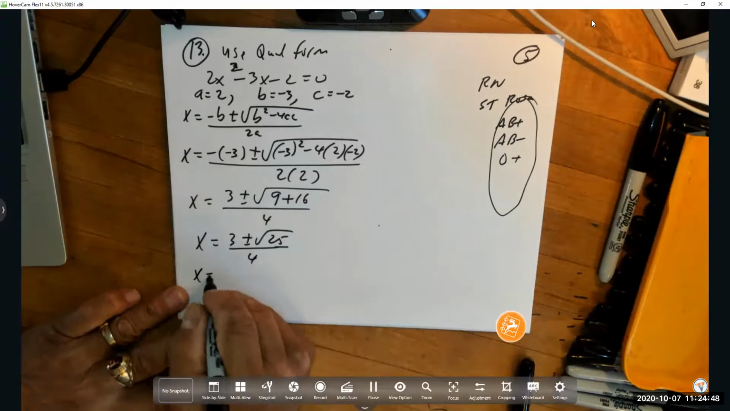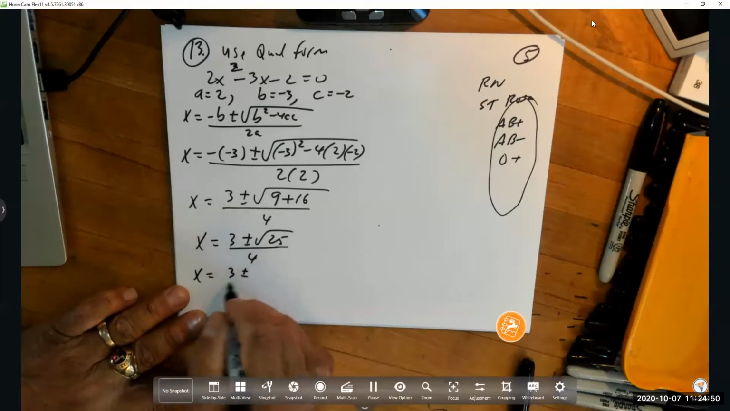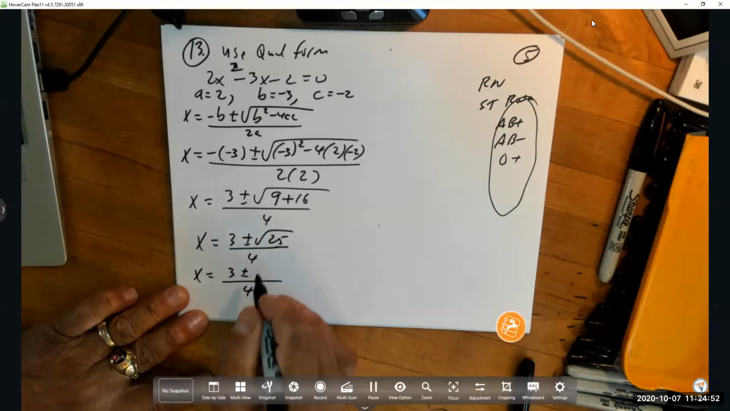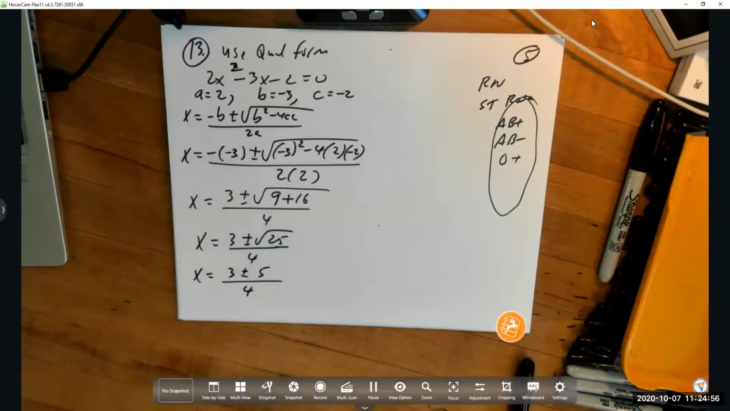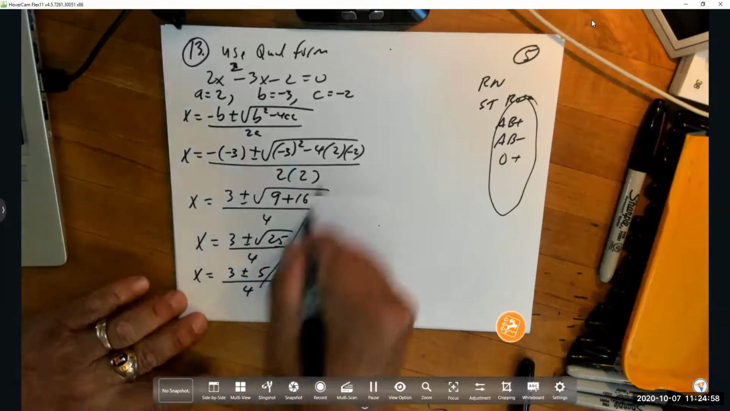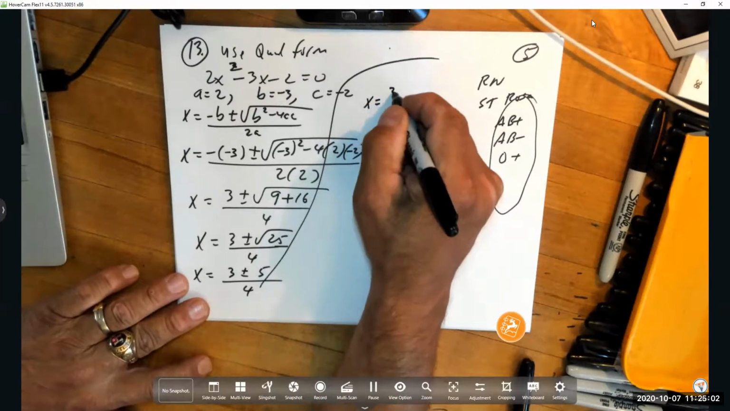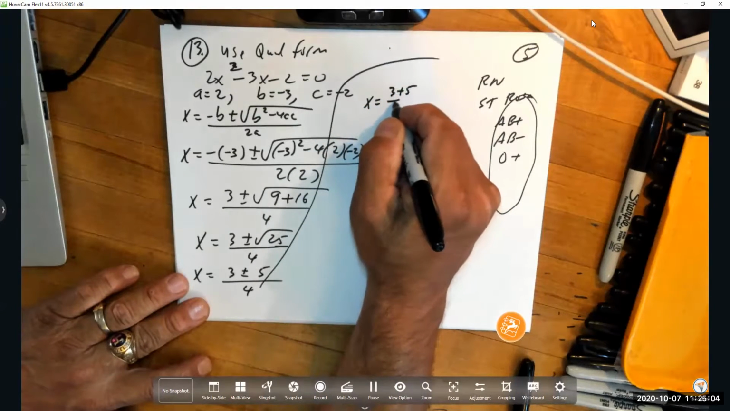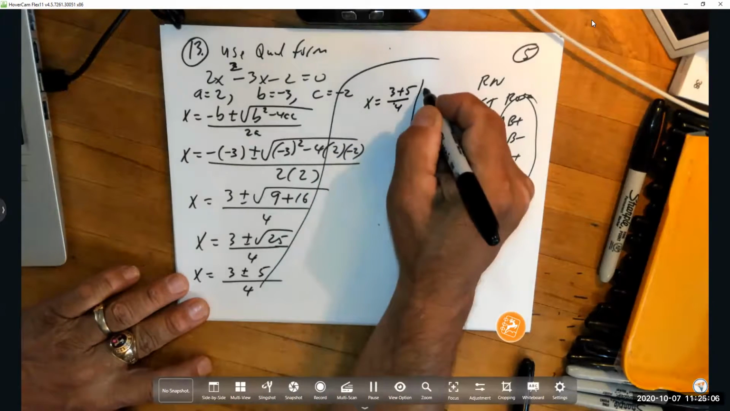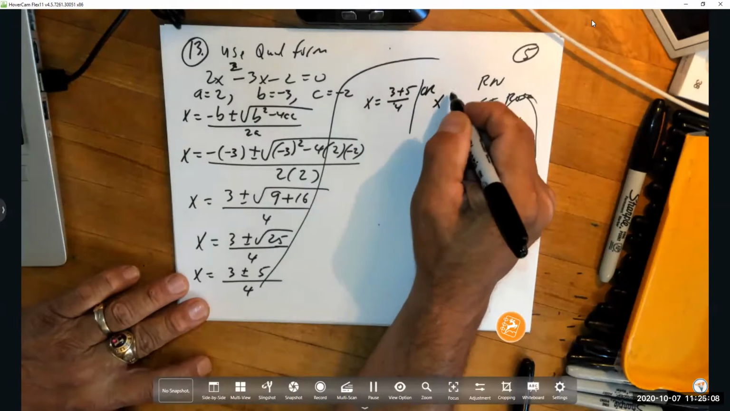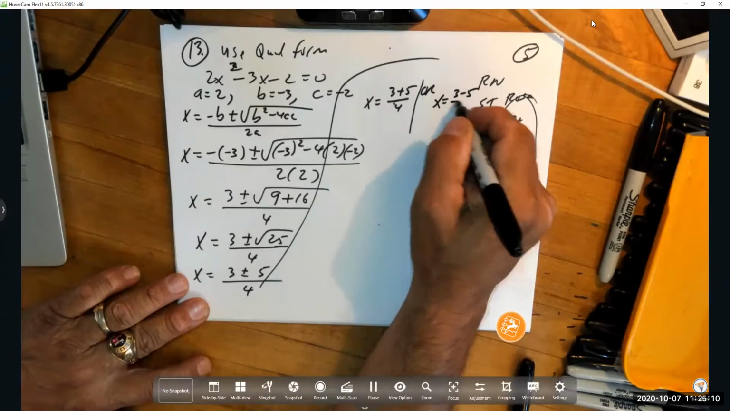So now you have 3 plus or minus, and what is the square root of 25? 5. So there it is. We have 3 plus or minus 5, right? So let's put it over here so we can see a little bit easier. So it could be 3 plus 5 over 4, or it could be 3 minus 5 over 4.